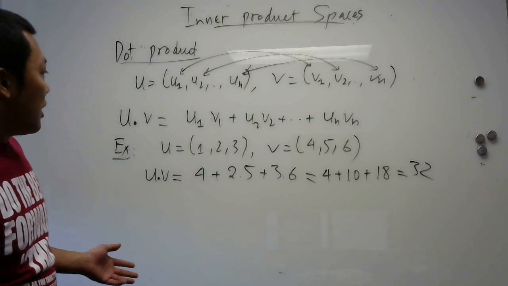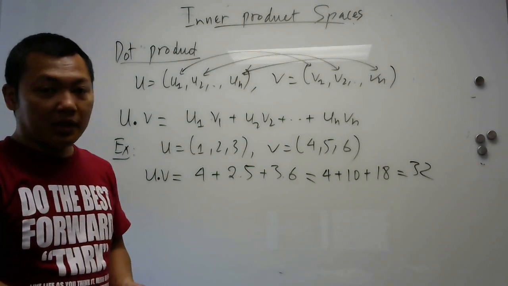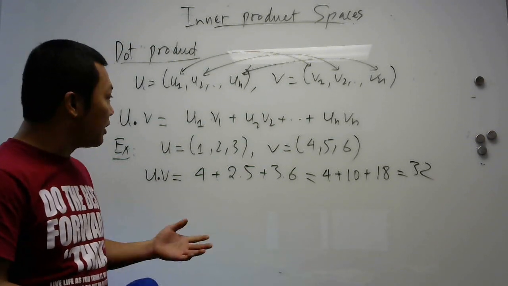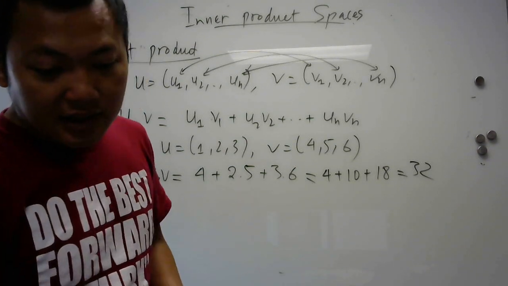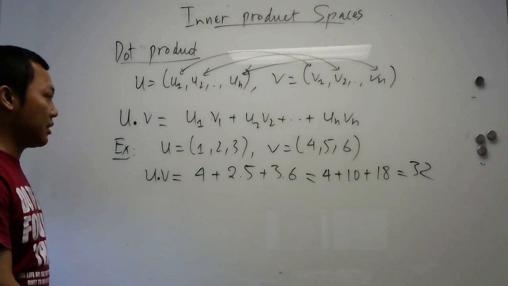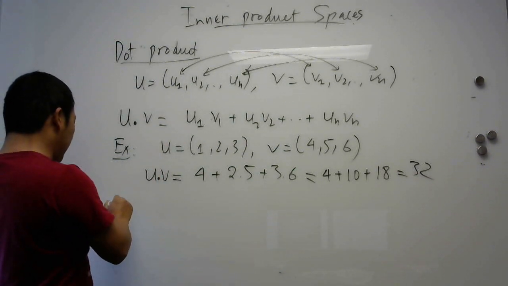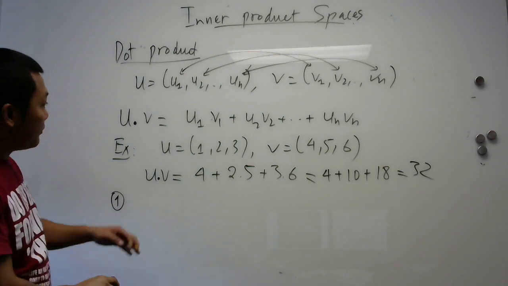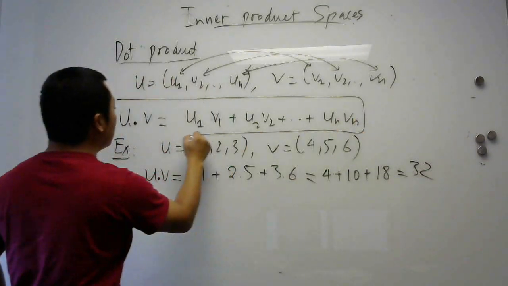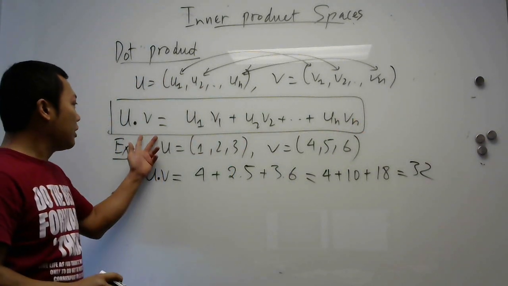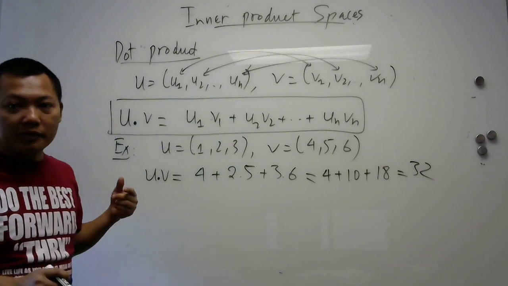The dot product has a lot of good properties, and we will see why we need the dot product in the future, very shortly. But let's list some properties of the dot product. The first property I want to mention: from this definition, you can see the relation between the dot product and the norm of a vector.